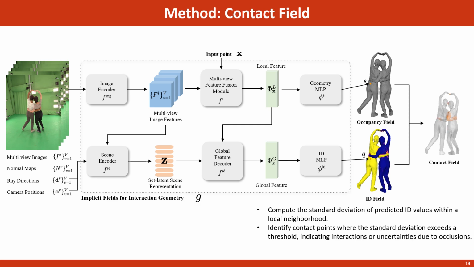Finally, we estimate the contact regions on a 3D grid where different instances are in close contact. This contact field is estimated by computing the standard deviation of predicted ID values within a local neighborhood. We identify contact points where the standard deviation exceeds a threshold, indicating interactions or uncertainties due to occlusions.